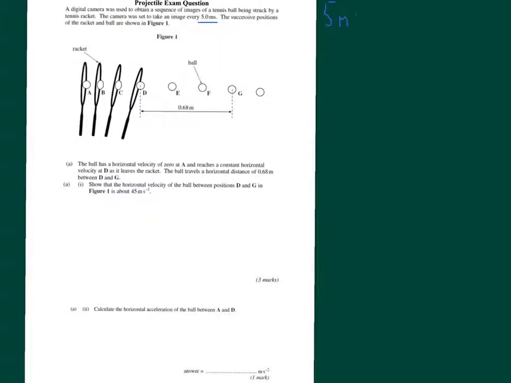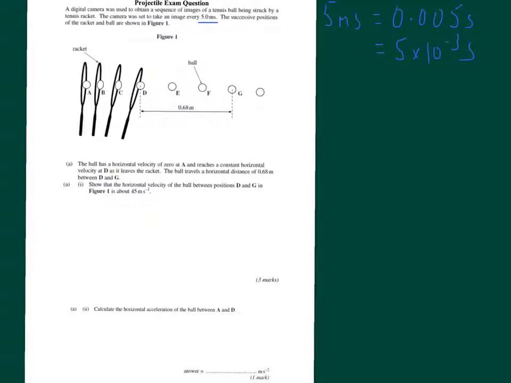Basically 5 ms, that means 5 milliseconds. So that is 5,000th of a second. So it's 0.005 seconds. If you want it as standard form, it is that.